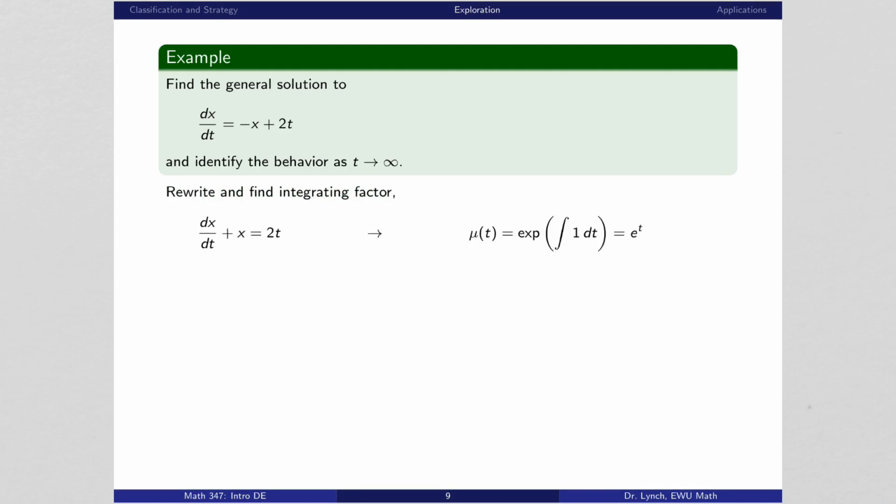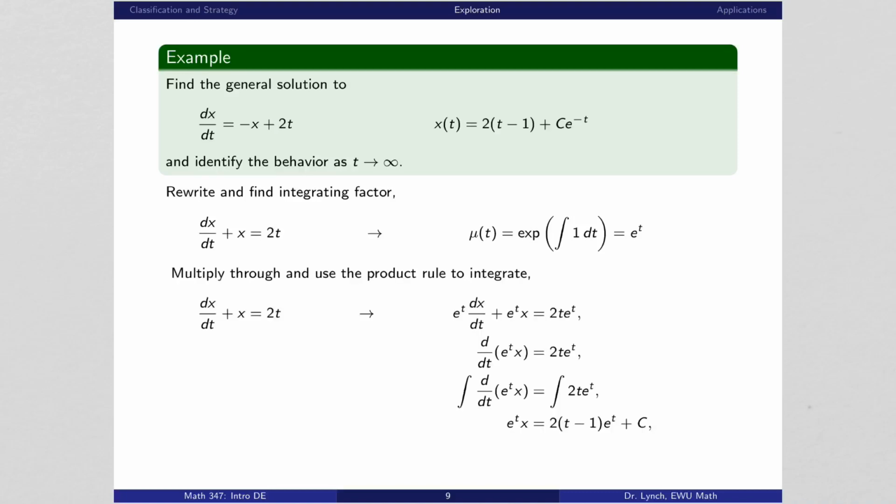So in this case, x prime plus x is 2t, and find the integrating factor, which in this case ends up just being e to the t. Okay, so multiply through by the integrating factor, identify the product rule on the left-hand side, and integrate both sides. Here we see that when we multiply through by the integrating factor, we end up with e to the t dx dt plus e to the t x is equal to 2t e to the t. So of course the left-hand side is that product rule.